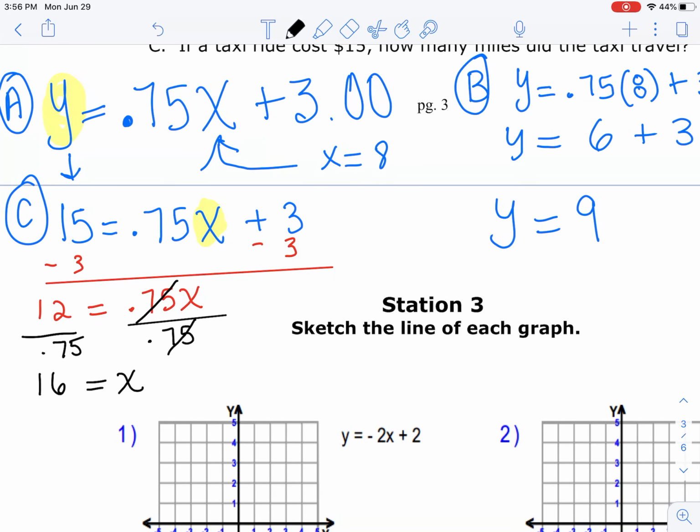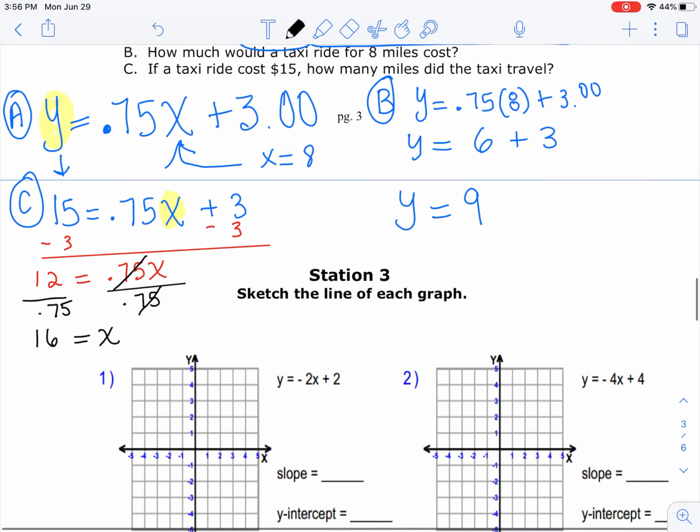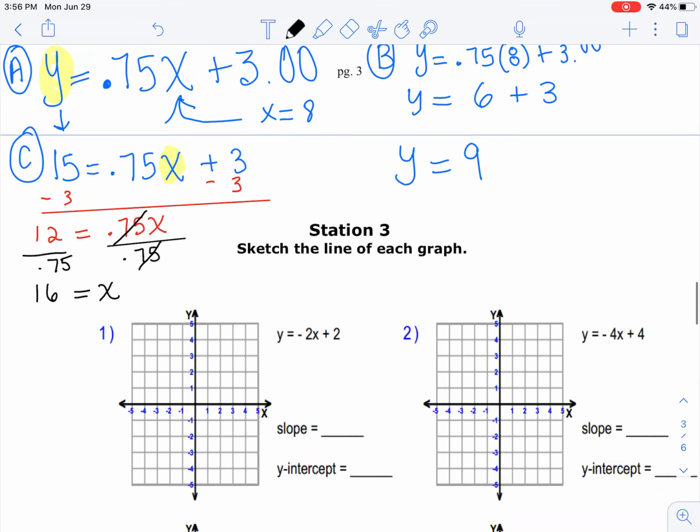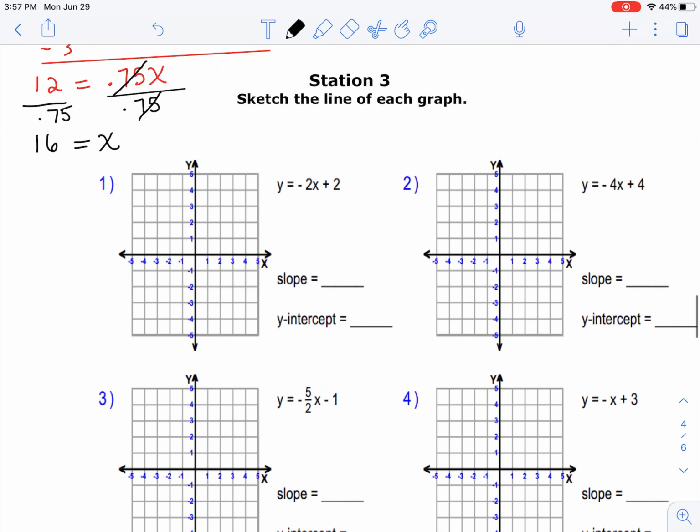All right, so let's see here. All righty. Let's take a look at station 3 now. Station 3 says sketch the line of each graph. So now we're going to go ahead and graph this.